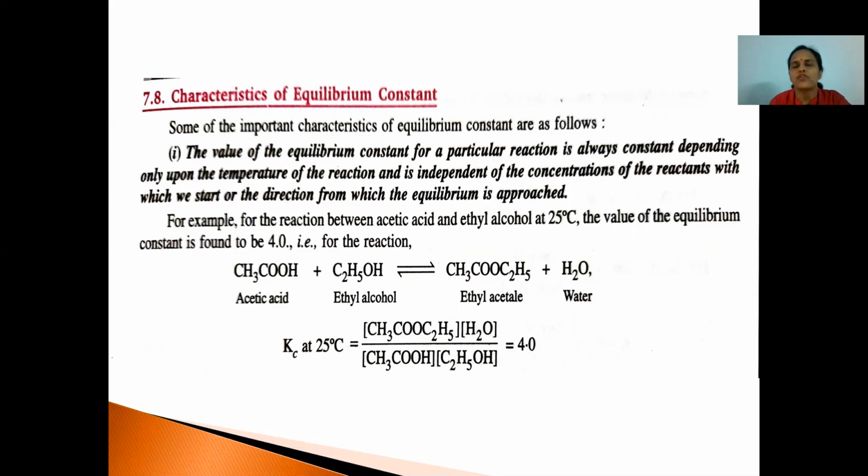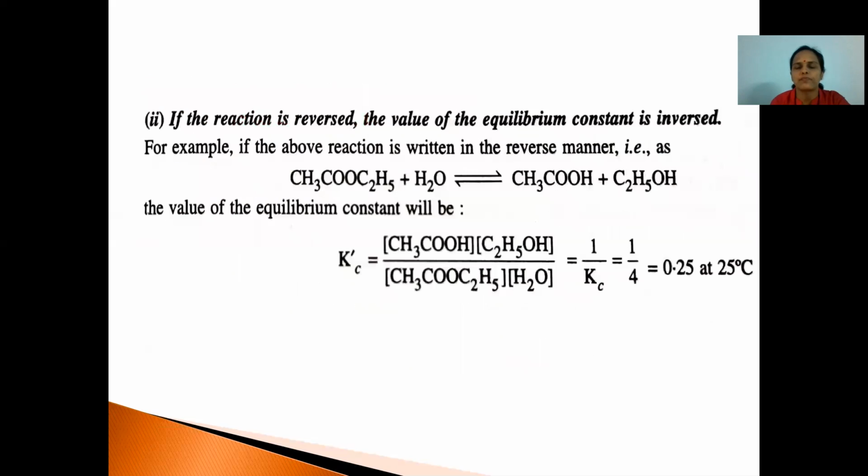For example, if you consider the reaction between acetic acid and ethyl alcohol at 25 degrees Celsius, the equilibrium constant Kc is found to be 4 for the reaction. So Kc is equal to molar concentration of CH3COOC2H5 into molar concentration of H2O divided by molar concentration of CH3COOH into molar concentration of C2H5OH, which is equal to 4. So this is the first characteristic of equilibrium constant.